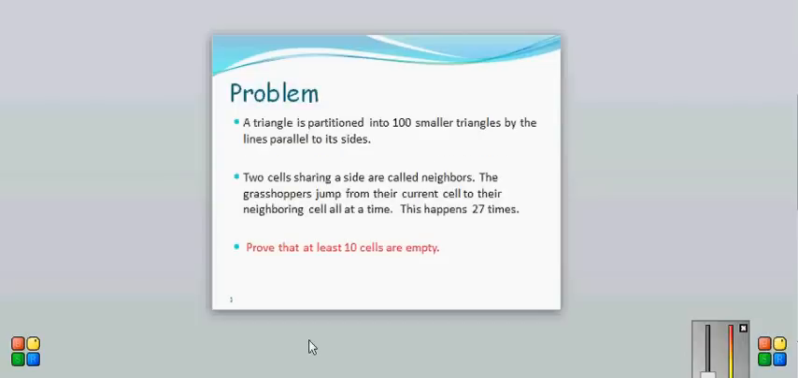A triangle is partitioned into 100 smaller triangles by the lines parallel to its sides. Two triangles are said to be neighbors if they share one edge. The grasshoppers are sitting on those smaller triangles, and at every hop they move from a triangle to its neighbor. And 27 such hops happened, and we have to show that at the end of such hops at least 10 cells are empty.